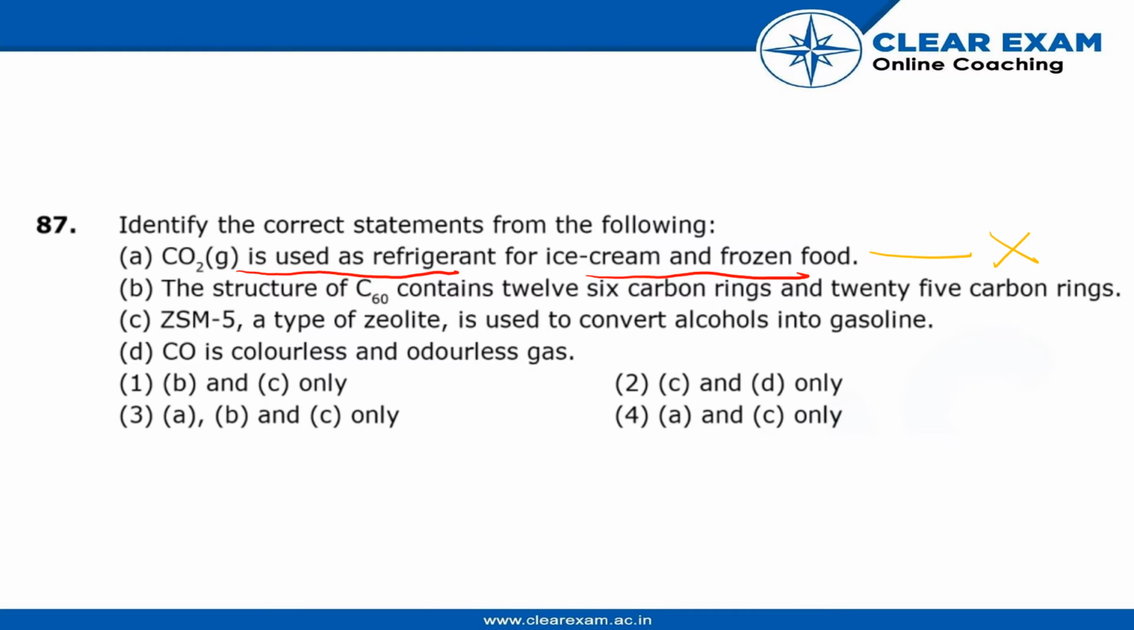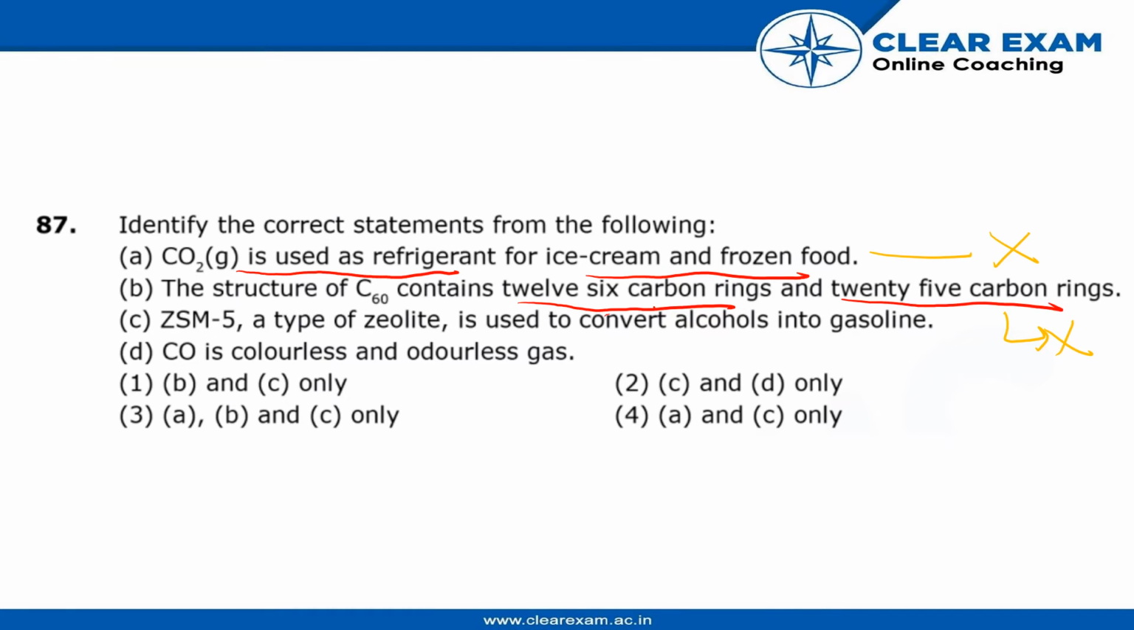The second one is saying that the structure of C60 contains 12 six-carbon rings and 20 five-carbon rings. No, basically it contains 20 six-carbon rings and 12 five-carbon rings. So this one is also no, incorrect.